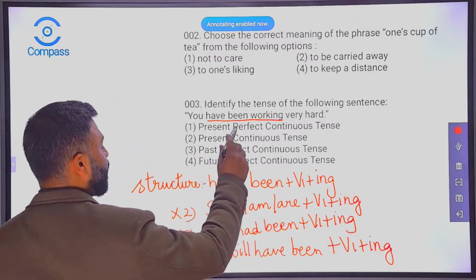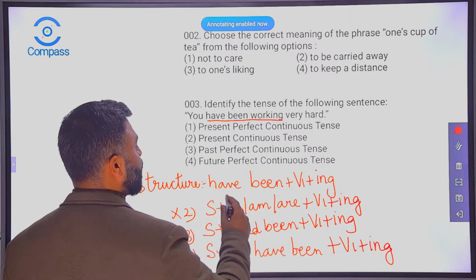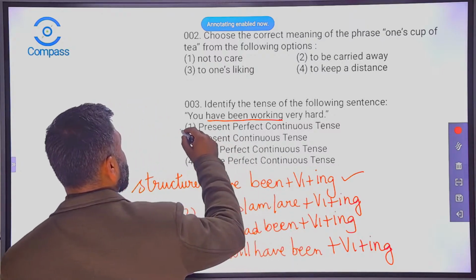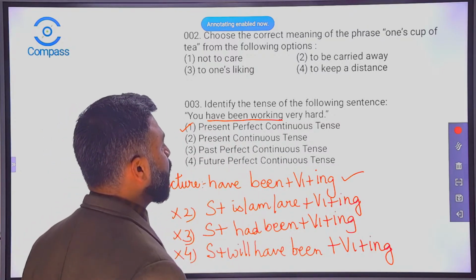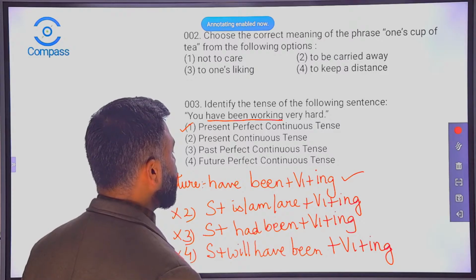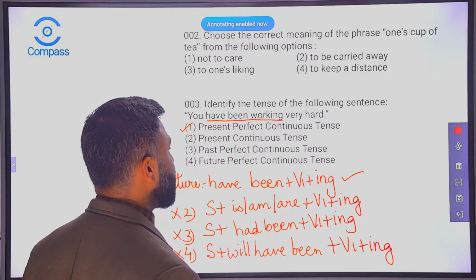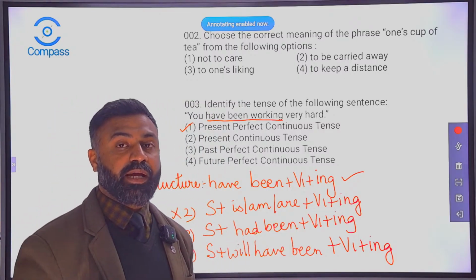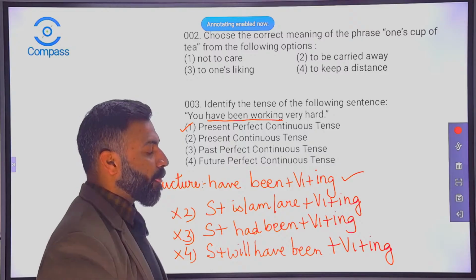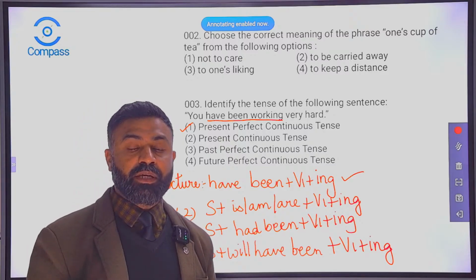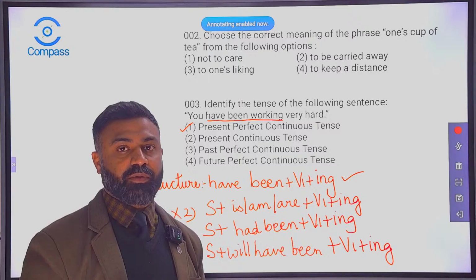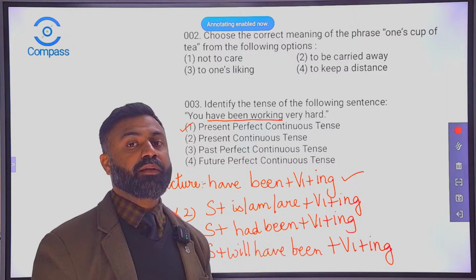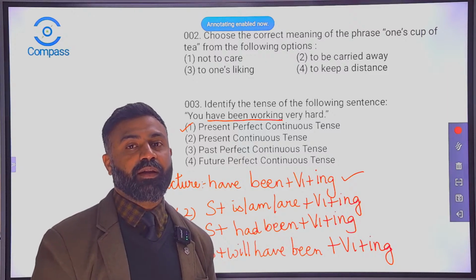Let's check present perfect continuous tense. So is it present perfect continuous tense? Yes. So this is the first one. You have been working very hard. So that's present perfect continuous tense. So that's the correct answer. You should be able to recognize the tense by having the structure. Learn the structures, very important. There are 12 structures for you to learn, and if you have not been learning those, this is the right time. Learn them.